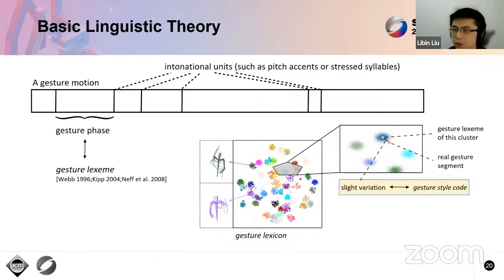Actually, we abuse the word gesture lexeme. We use gesture lexeme to refer to a small cluster of gestures that are similar to each other. For example, here, each of these colored clusters refers to a gesture lexeme, and that corresponds to an intonational segment of the audio. Within each of these clusters, we can see there are small variations between the motions. We assume that these motion variations are controlled by latent variables, and we call them the gesture style codes. So this is how we model the gesture motion.